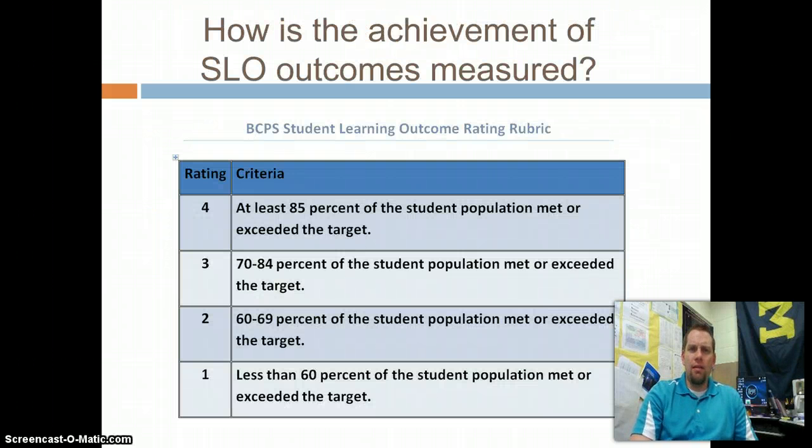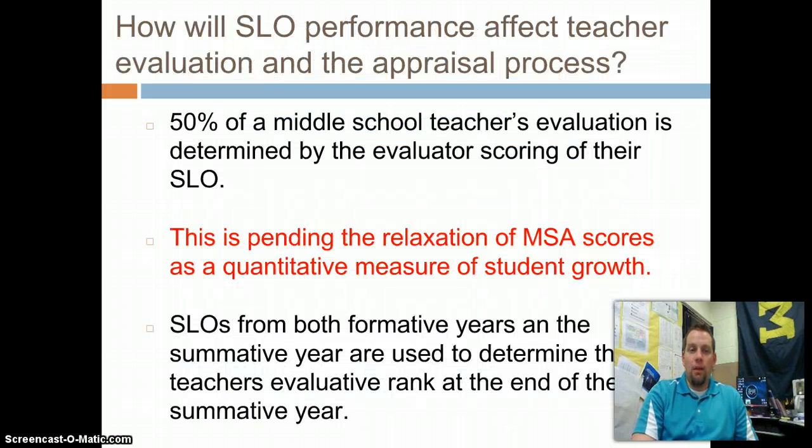So this is the SLO outcomes measured. So this is straight from BCPS, so BCPS Student Learning Outcomes Rating. So if 85% of your students meet or exceed your target that you set for your students, you get a rating of a 4, and you can see how that trickles down from there.